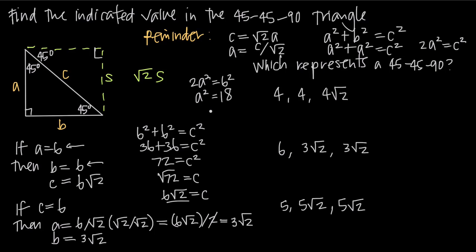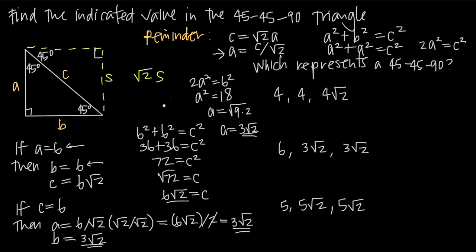And then when we take the square root of both sides, we get a is equal to the square root of 18, or the square root of 9 times 2. Square root of 9 is 3, so we get a is equal to 3 times the square root of 2, which notice is the same thing that we got here using the formula c equals square root of 2 times a when we manipulated it to solve for a.